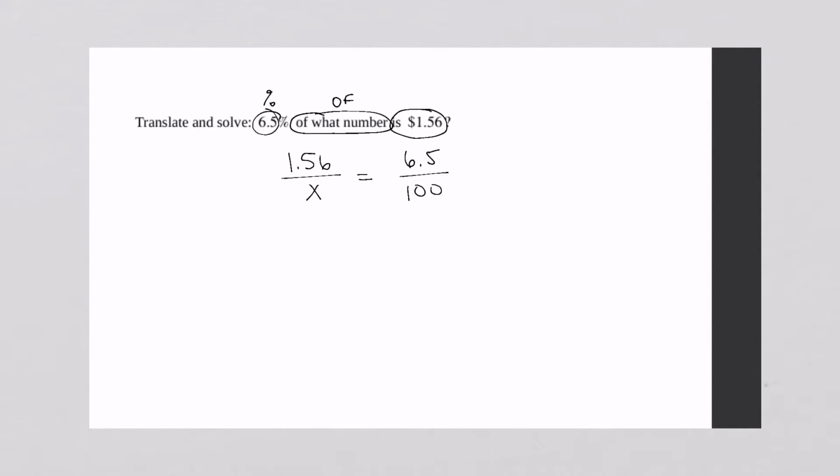So I'm going to cross multiply. I get 6.5x is equal to 156. Divide both sides by 6.5. So I get 156 divided by 6.5 is 24. And again, because we have a dollar sign in our problem, we need to consider that there is a dollar sign in this answer.